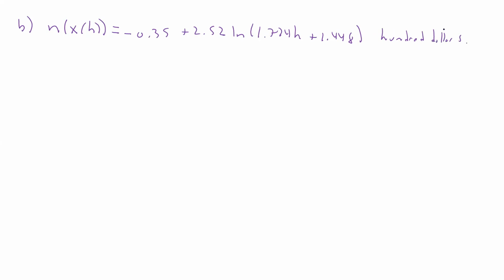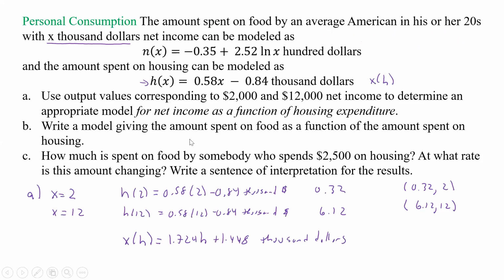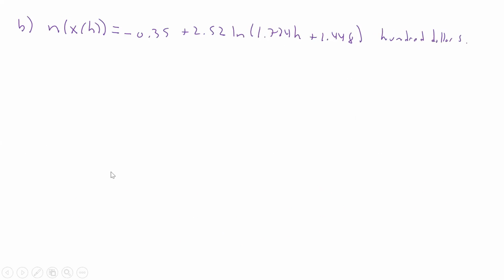Okay. And does it have anything else? I just model. Okay, now how much is spent on food by somebody who spends $2,500 on housing, and at what rate is this changing? All right, so that's when we actually have to do some more work.